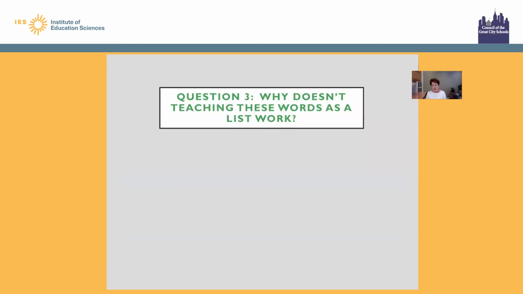So my third question is, why doesn't teaching these words as a list work? So once people heard that I had identified these words, and keep remembering, it's not just a set of words, it's 2,500 morphological word families, I started getting many requests like, I want the list. And I was saying, I don't think so. First of all, I didn't want to be the next Dolch. And I was convinced that teaching words as a list didn't work. Why do you think teaching these words as a list wouldn't work?